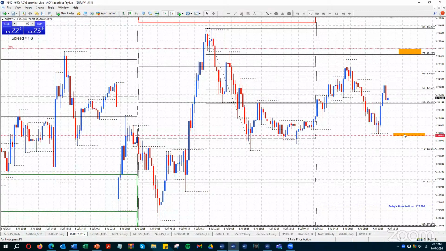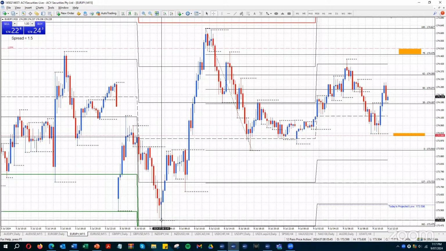As well, if we broke this area and came down to test the low of yesterday, 173.50, that price would be stretched at that point. We would have done the range for the day by that point. So down there as well, we could see then a pullback within the range at 173.50.